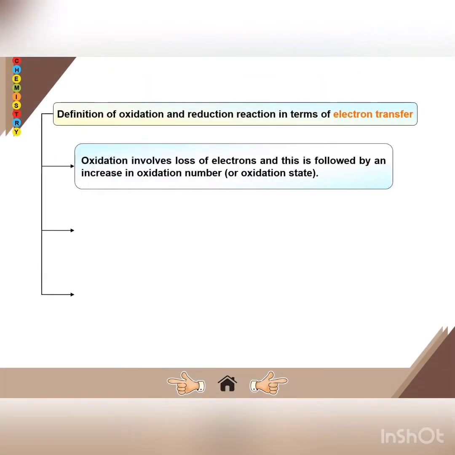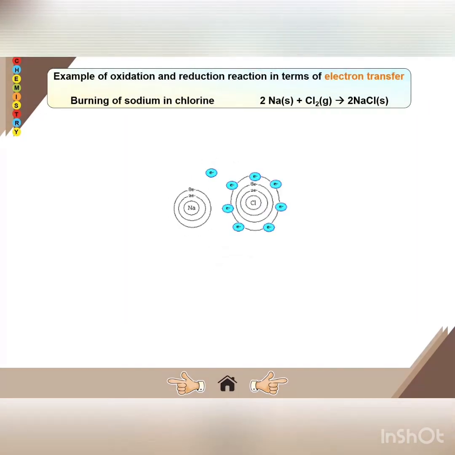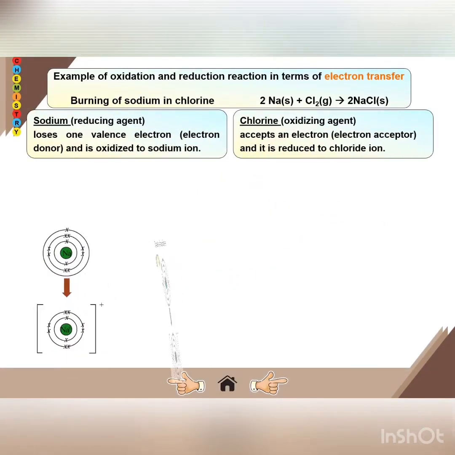Okay, third factor is about electron transfer. We can see here oxidation must lose electrons, and reduction must accept or gain electrons. So you can read about this. Now I give you one example of redox reaction, meaning it must have oxidation and reduction. Burning of sodium in chlorine forms an ionic compound that we call sodium chloride.